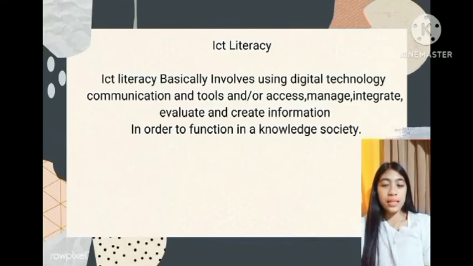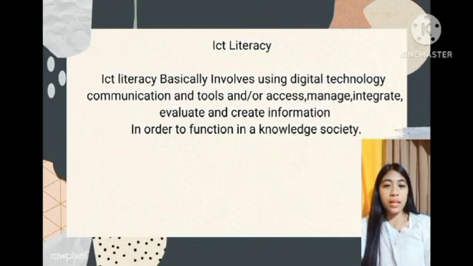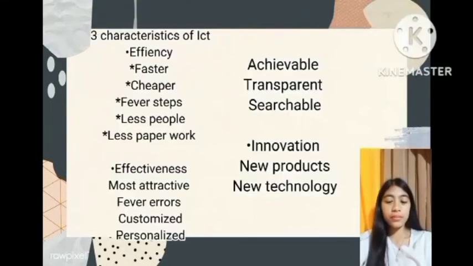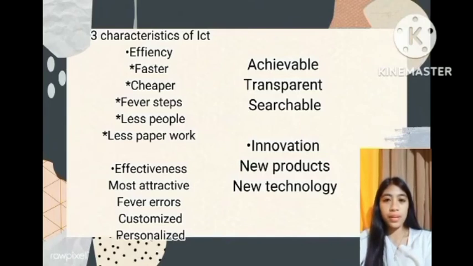So next, ICT literacy. ICT literacy basically involves using digital technology, communication tools, and or networks to access, manage, integrate, evaluate, and create information in order to function in a knowledge society. So now let's proceed to the ICT characteristics. So we have here three characteristics of ICT. So first is efficiency. It includes faster, cheaper, fewer steps, less people, less paperwork.